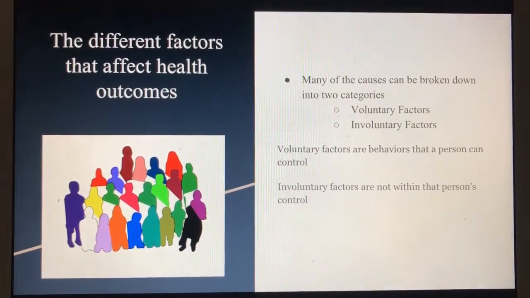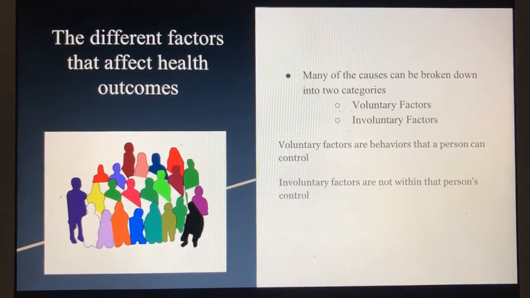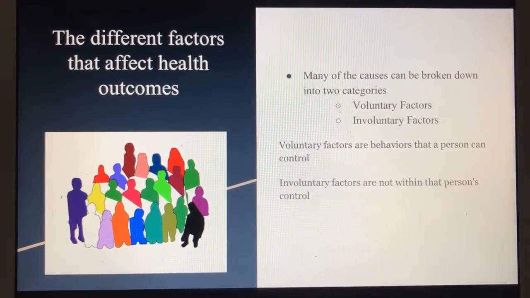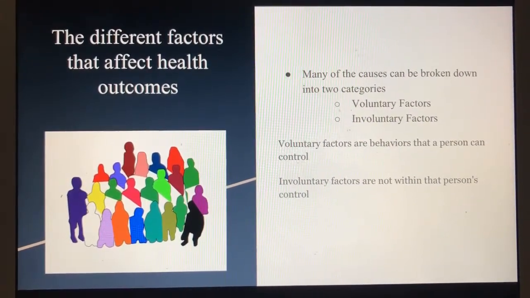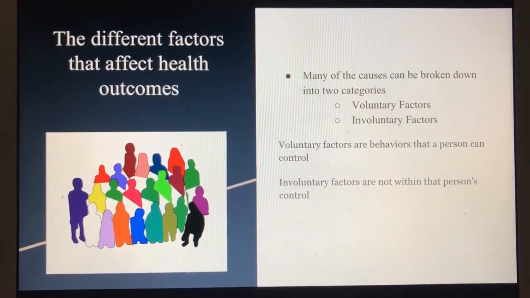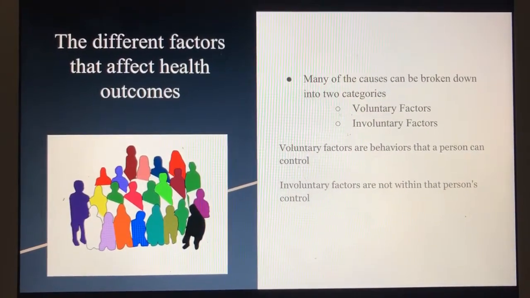The different factors that affect health outcomes. Many of the causes can be broken down into categories: voluntary factors and involuntary factors. Voluntary factors are behaviors that a person can control. Involuntary factors are not within the person's control.